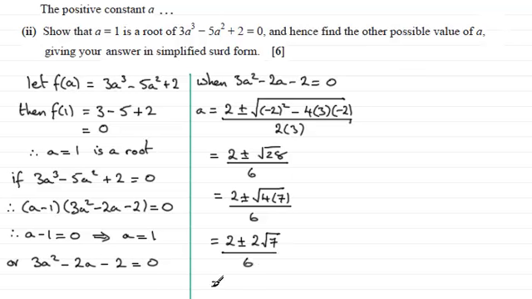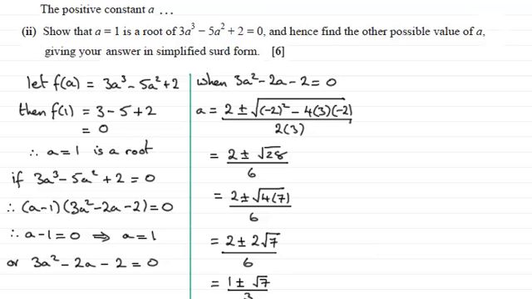So what we've got here is I can see that I could divide each of these terms, top and bottom, by 2. So that's going to be 1 there, plus or minus root 7, all divided by 3. Now, we're told that a is a positive constant, so we can't have these two answers. One of them is going to be negative, and that would be the 1 minus root 7 option.